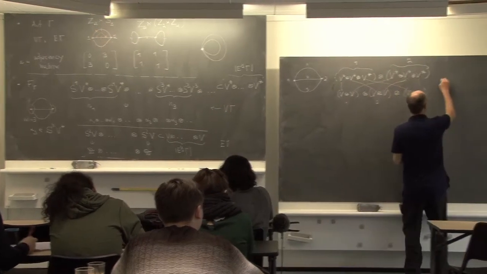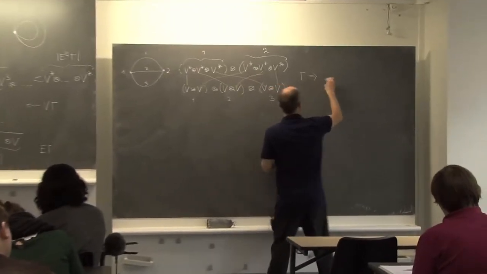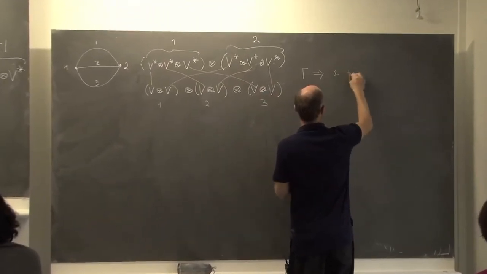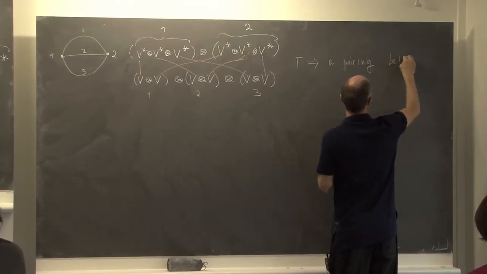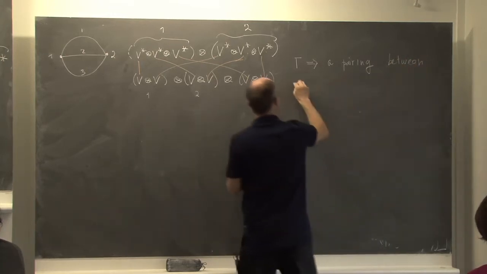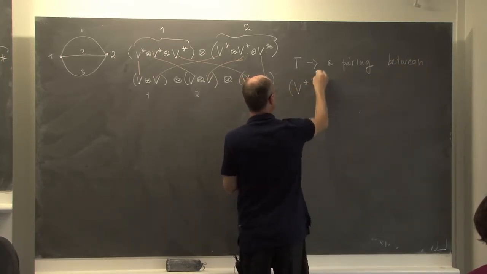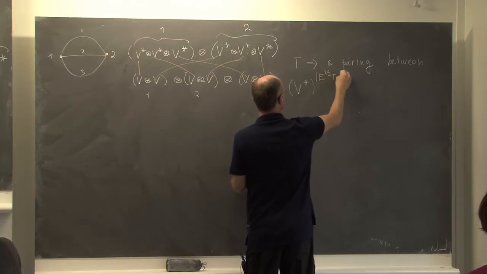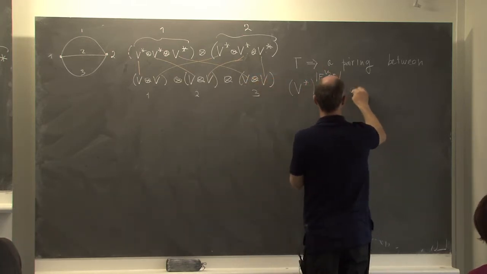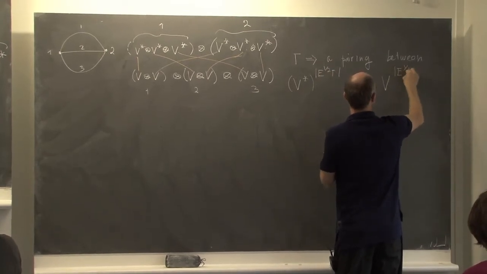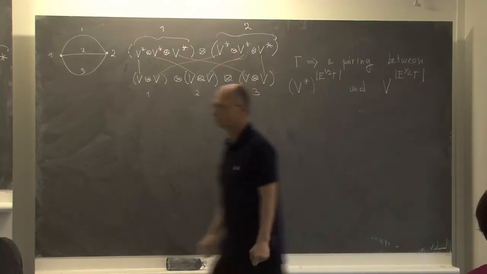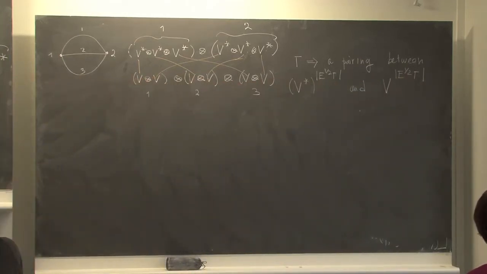So the graph gives a pairing between V star to the power 1/2 E 1/2 gamma and V to the power 1/2 gamma. So this pairing does depend on the graph. So for other graphs, we would associate other pairings.